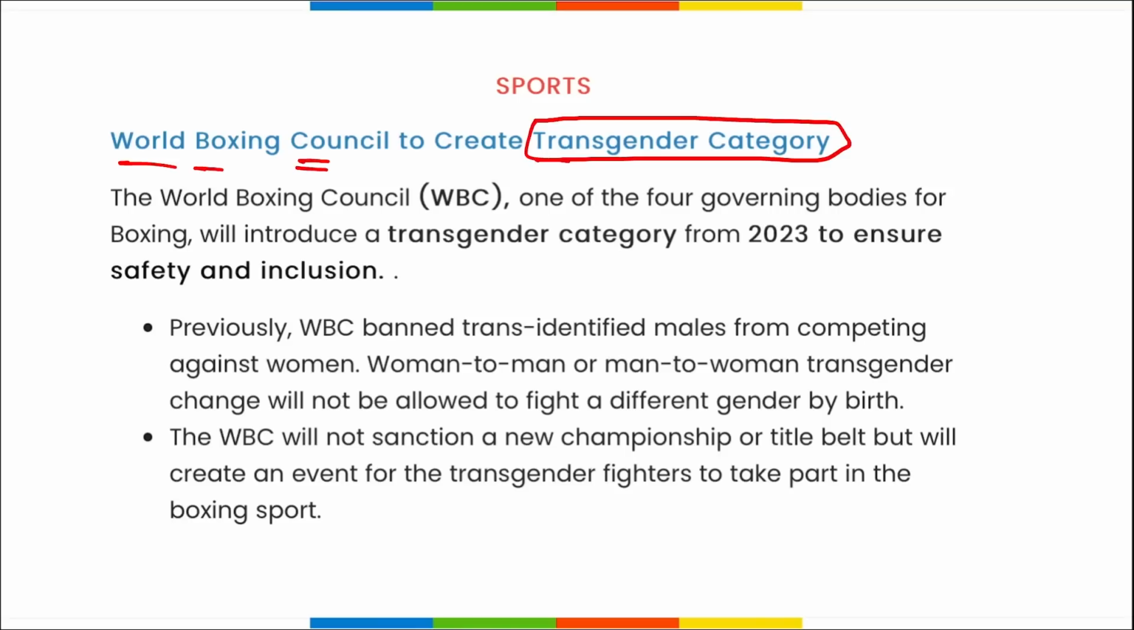Remember, previously WBC had banned trans-identified males from competing against women, or women against men, or men against men. Transgenders will not be allowed to fight in a different gender category from their birth. But now a different category of transgender will be made, where transgenders will be allowed to compete with each other.